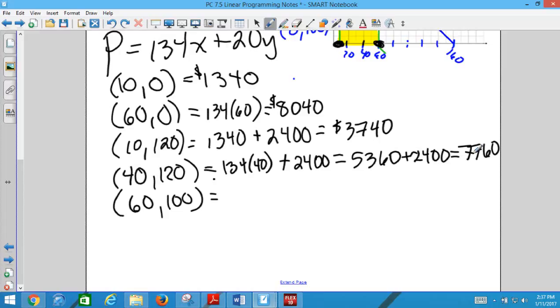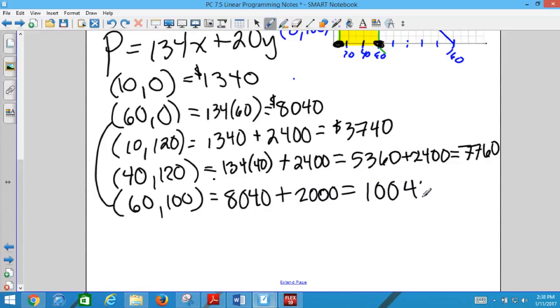Okay, last one. Ooh, but that one's got to be better than this one. Why? Look at those ordered pairs. Right, that one's going to be 8,040 plus 100 times 20, 2,000. So that is the winner. You should make 60 mopeds, 100 bicycles for a profit of $10,040.